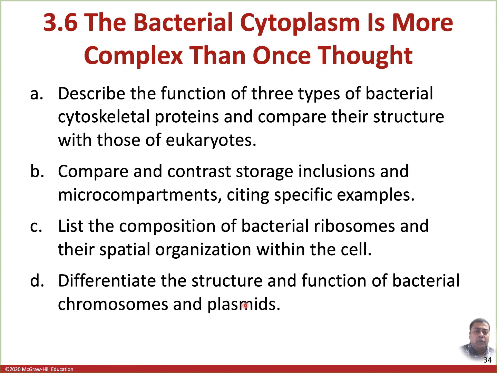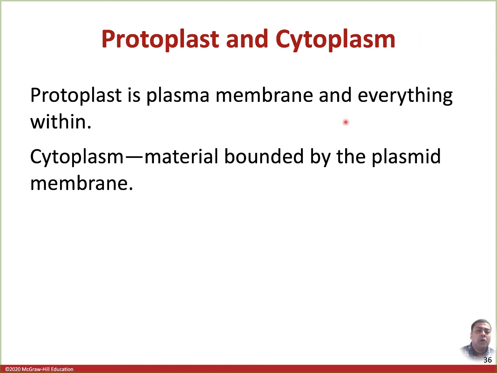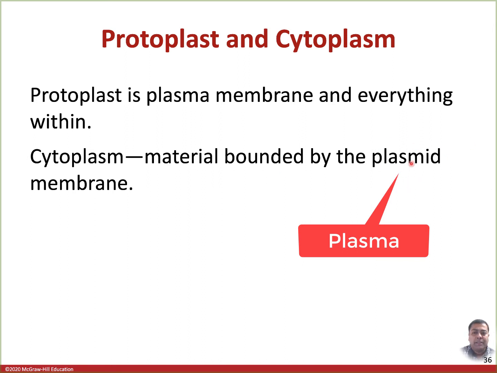So the next part that we are going to talk about is the bacterial cytoplasm and what structures are present in it: cytoskeleton, intracytoplasmic membrane, inclusions, ribosome, nucleoid, and the plasmid. We are going to talk about each one of them. The protoplast is the plasma membrane and everything within, whereas the cytoplasm is the material bounded by the plasma membrane. Here is a print mistake, it says plasmid membrane. This is a mistake. This will be cytoplasm, material bounded by the plasma membrane.